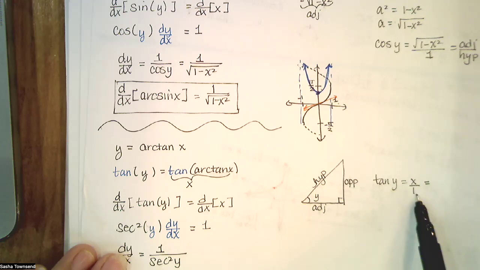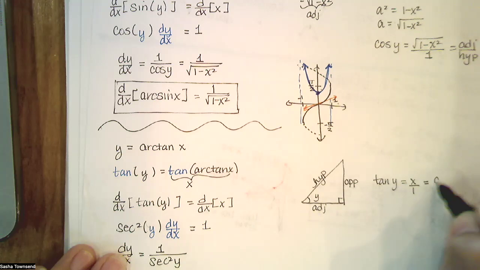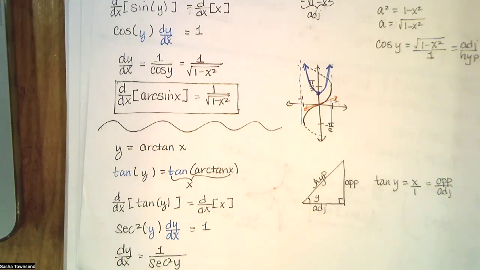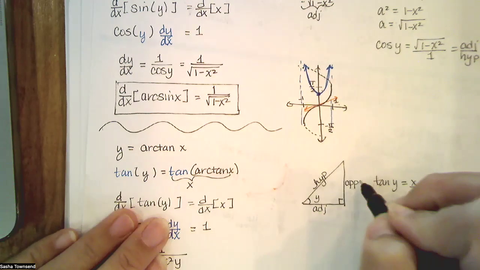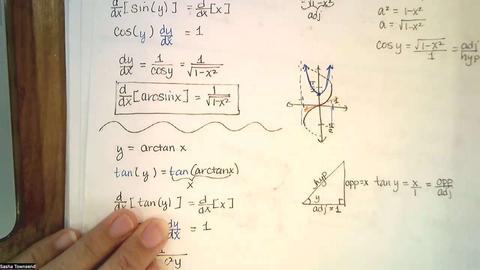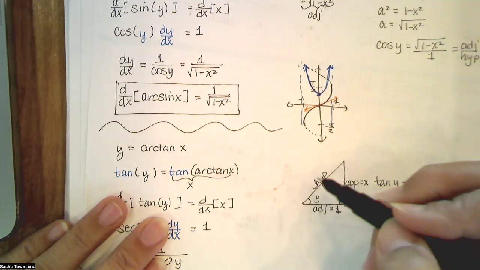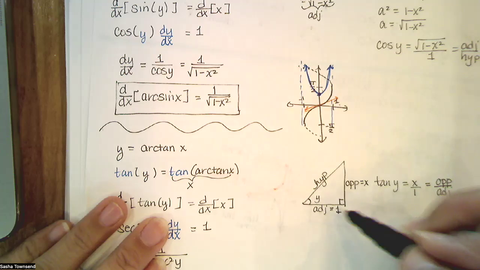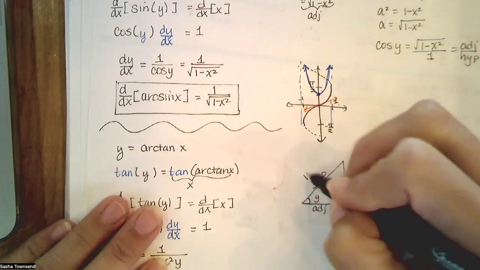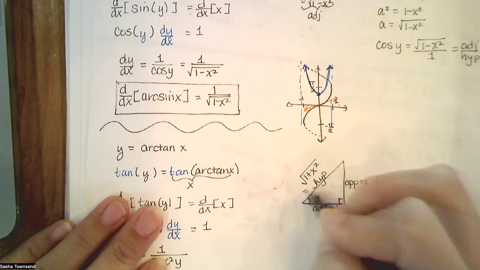It's x divided by 1. In this case, tangent is the opposite over adjacent. That's how it's defined in terms of these right triangles. So we're saying that when the opposite side has length x, the adjacent side has length 1 for that particular angle. If this is x and this is 1, we can use the Pythagorean theorem to find the length of the third side. This side squared plus this side squared equals this side squared. So we're going to have 1 plus x squared, and then we take the square root to get the hypotenuse.